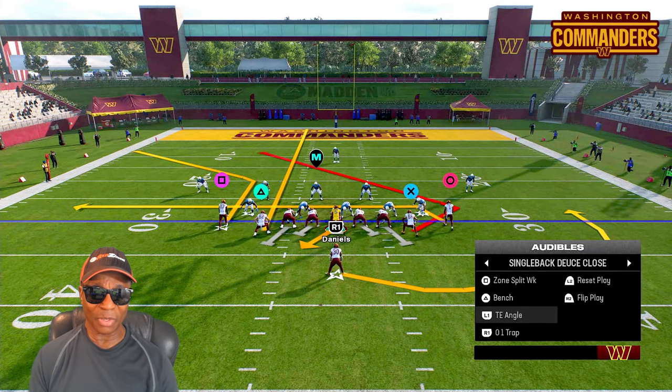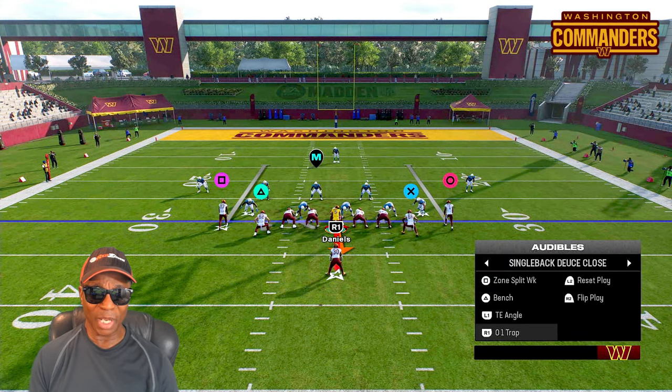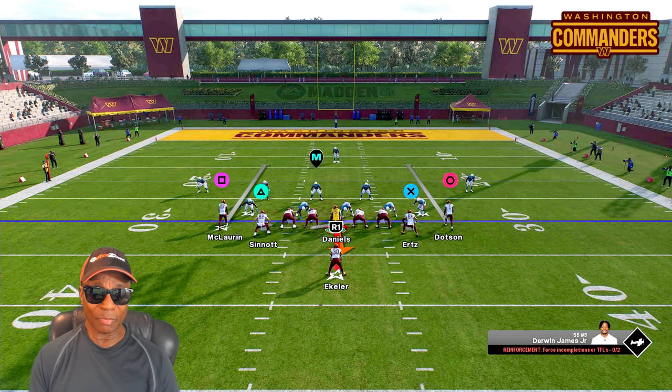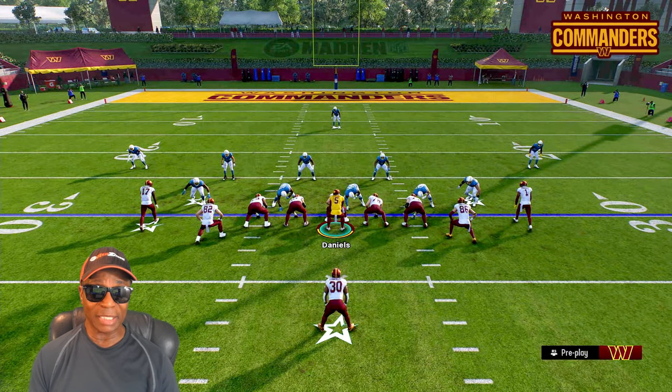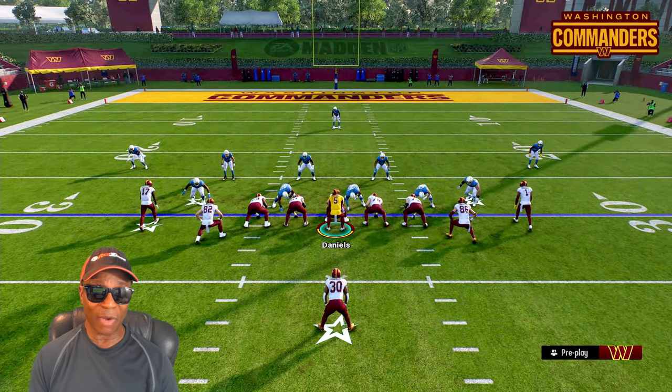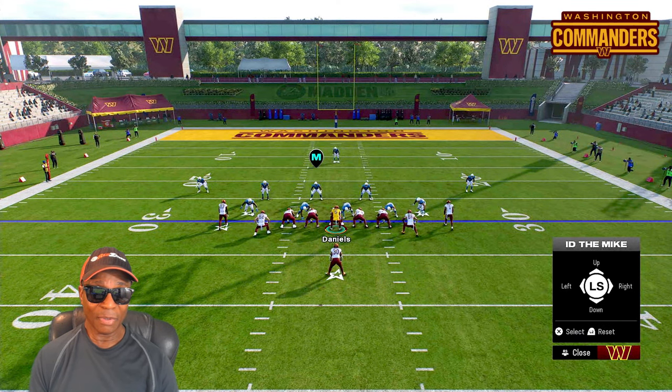Do we have any audibles here? Okay, let's run that right up the middle. We got an 0-1 trap. Let's run this 0-1 trap, okay? Right now, we see where we're going. That left middle linebacker is the Mike. But when we identify the Mike, he's still the same guy. Actually, let's identify this linebacker right here, because we want to push to the left so we can run up the middle, okay?